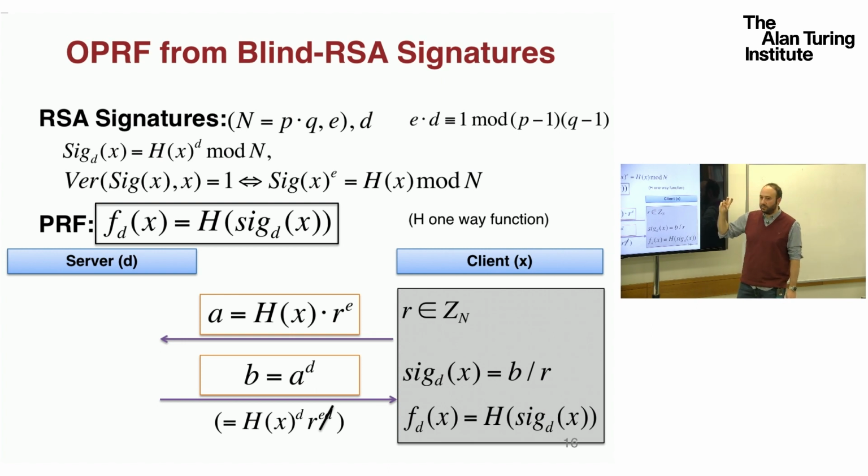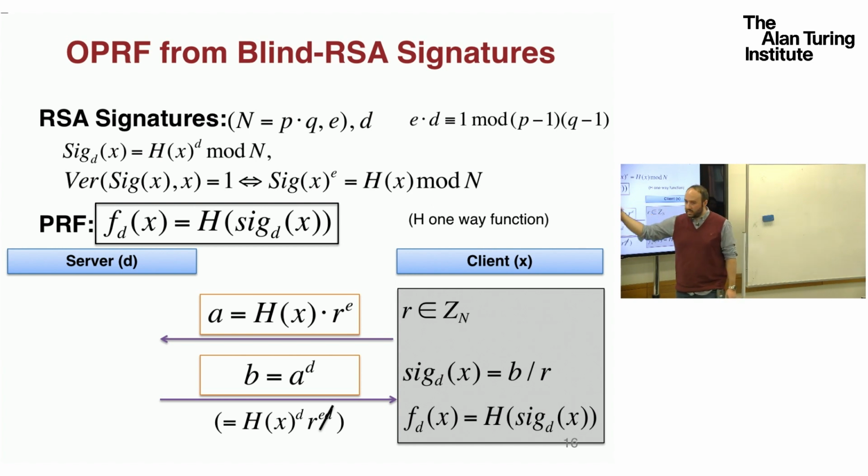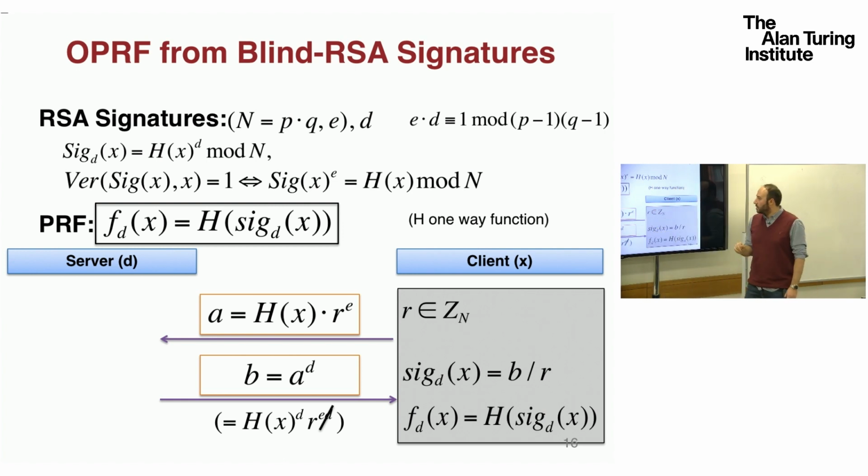Okay, so now my PRF is going to be a hash of the signature, and the key, the secret in the PRF, is going to be the RSA private exponent d. But in the end, the protocol is nothing but a blind RSA. Blind RSA is used in eCash. It's been around since the 80s. David Chaum invented it in 1982. Okay. So this has been around for a while.